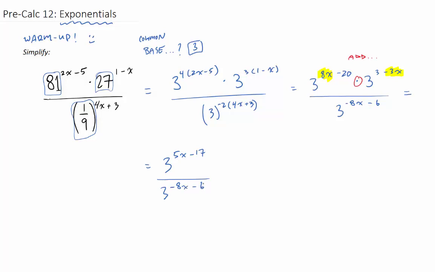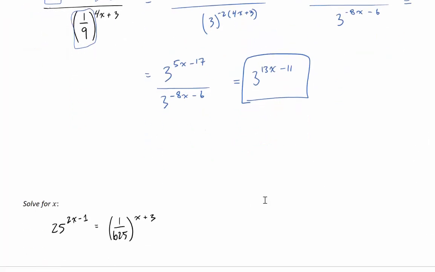Now, watch out, this one has negatives down in the bottom, so you're actually subtracting a negative. So we're going to add 5x and 8x. And same thing with the negative 6 down there. So that's our final answer. We've simplified the expression as best we can, and now we just are left with a single base 3.